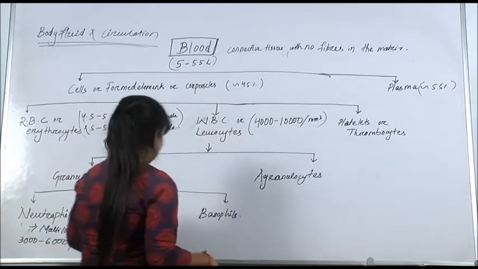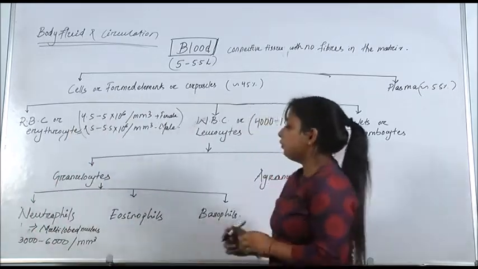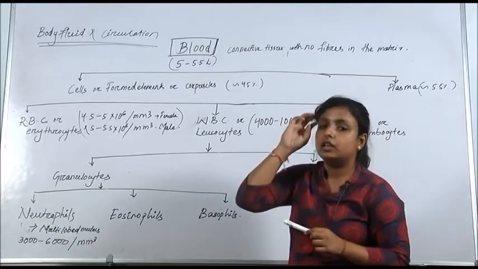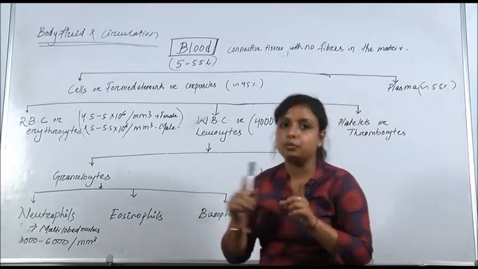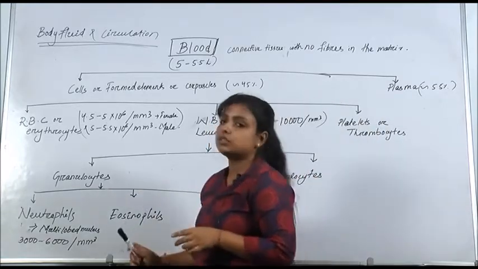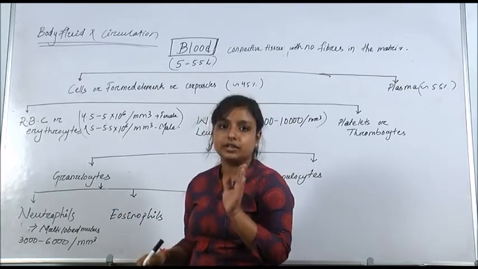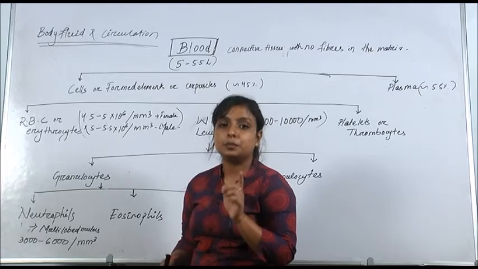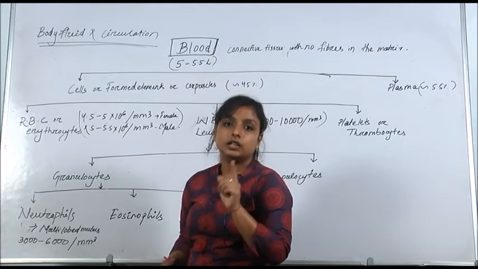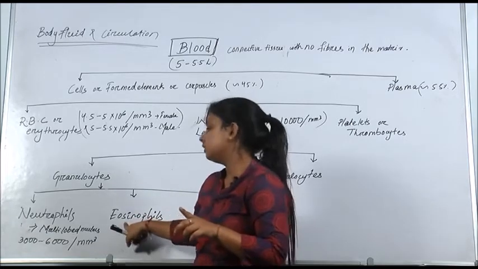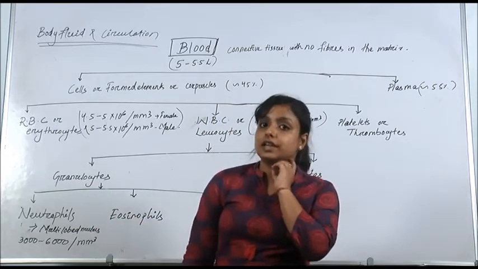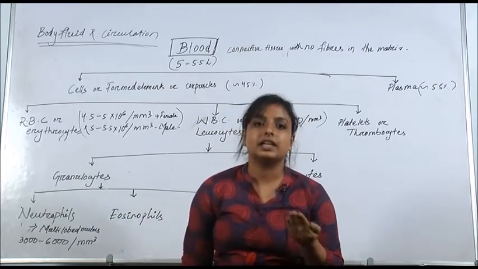So neutrophils are around 3000 to 6000 per mmQ of blood. Now coming to the eosinophil. Eosinophils have a bilobed nucleus. As they react and stain in the presence of an acidic dye, eosin, they are so named eosinophil. As they react to the acidic dye, they are also known as acidophils.